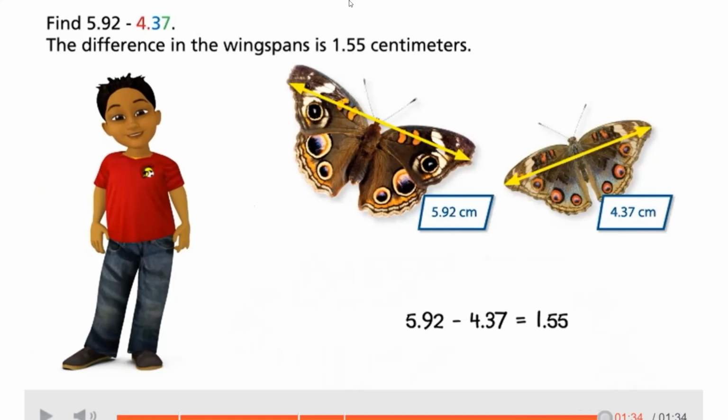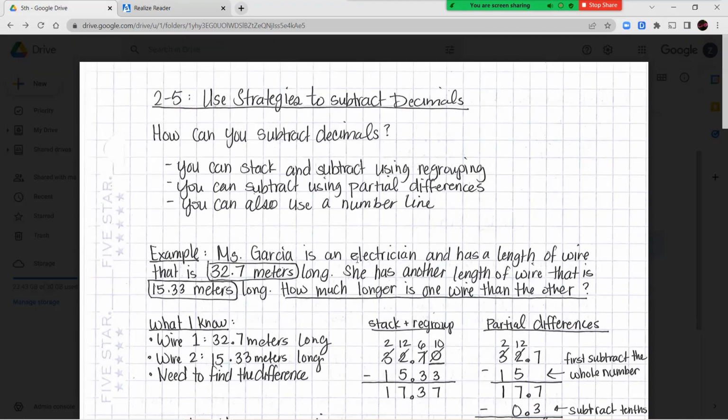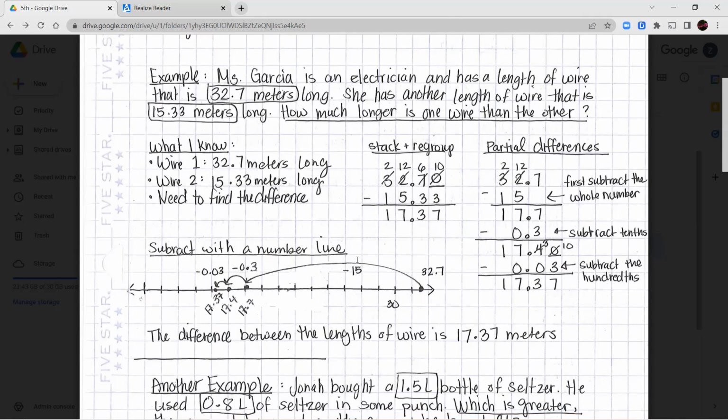All right, so let's go ahead and take a look at our notes and guided practice. That was a super short video, and we're going to have some pretty quick notes to go with it. So our focus question, our essential question for the lesson, is, how can you subtract decimals? You can either stack and subtract using regrouping, stack and subtract using partial differences, or also use a number line.